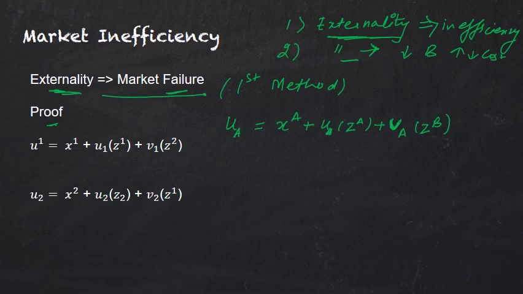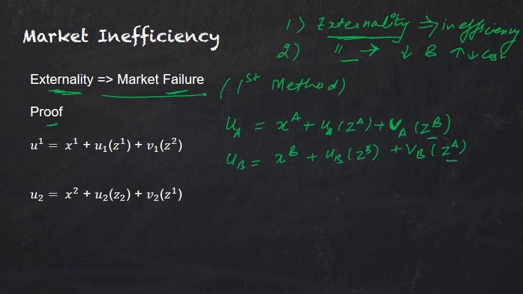And what is this? This is UB, with some consumption that B does of X, some function that B has for his own consumption of Z, and some other function that B has with the consumption of Z of A. So this is my externality.